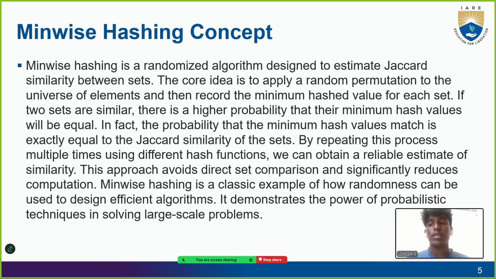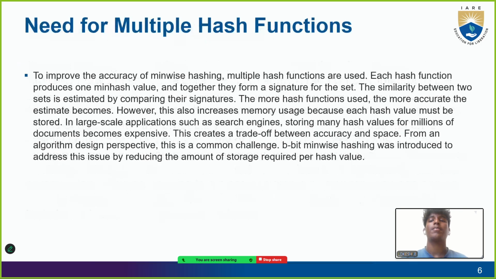By repeating this process multiple times using different hash functions, we can obtain a reliable estimate of similarity. This approach avoids direct set comparison and significantly reduces computation. Minwise hashing is a classic example of how randomness can be used to design efficient algorithms. It demonstrates the power of probabilistic techniques in solving large-scale problems.